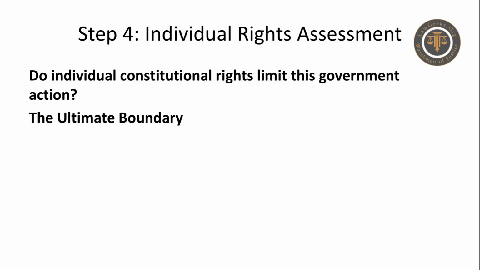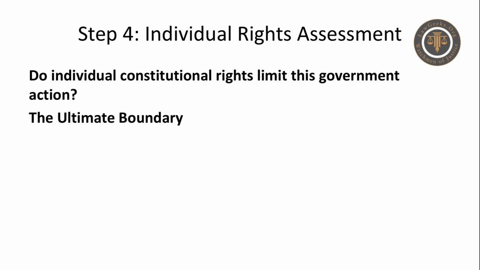This is the ultimate boundary on government power, the protection of individual rights. Let me explain why this matters. Sometimes the government has clear constitutional authority to do something in general, but the specific way they're exercising that authority violates individual constitutional rights. For example, the government clearly has authority to enforce criminal laws. But they can't enforce those laws in ways that violate the Fourth Amendment's protection against unreasonable searches, or the Fifth Amendment's due process protections, or the Sixth Amendment's right to counsel.